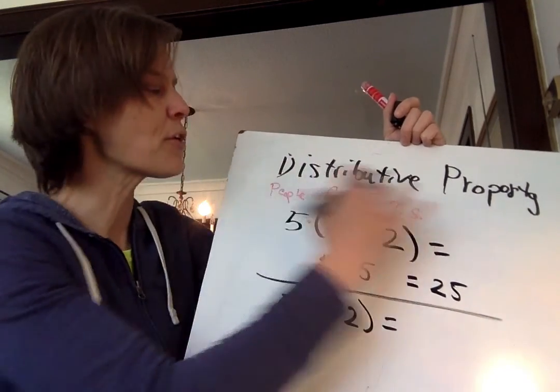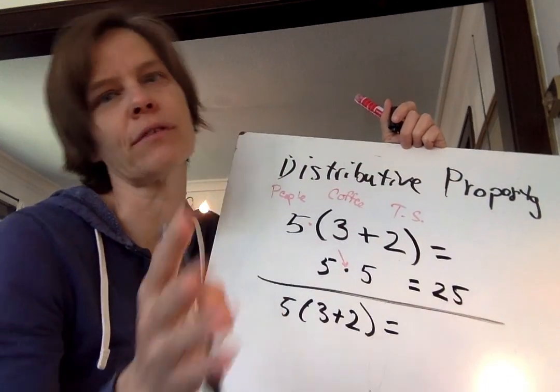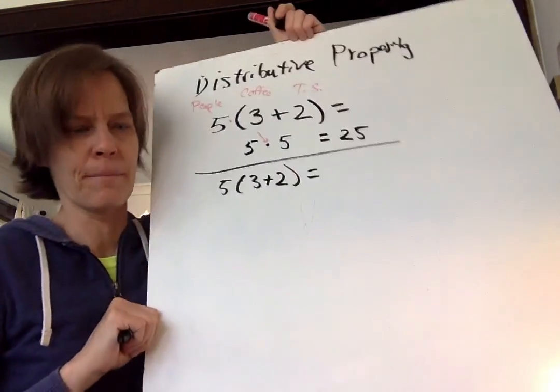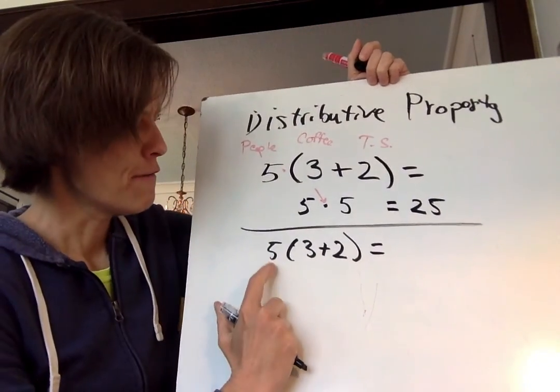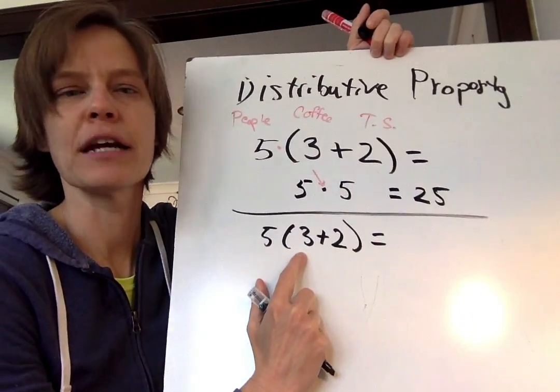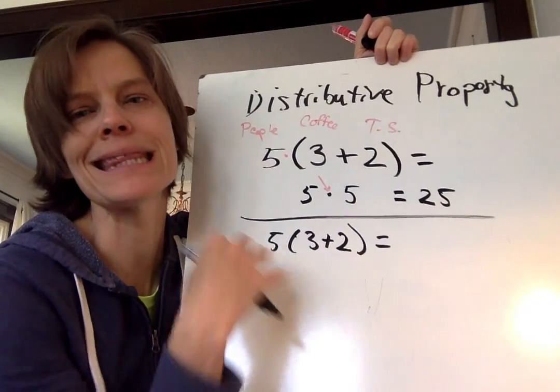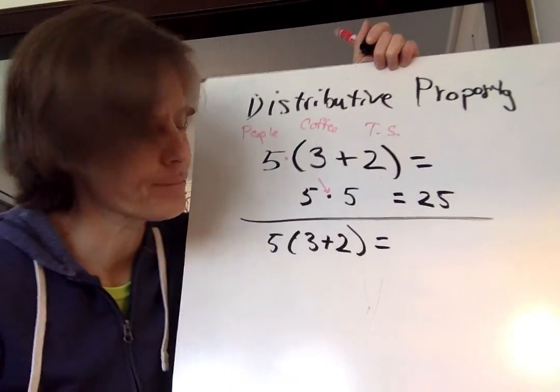But we'll stick with our idea, and I'll do another video on an example because I have a feeling this is going to go long. Okay. So, now, same thing. 5 people, 3 cups of coffee, 2 toaster strudel. How many things do I need, right?